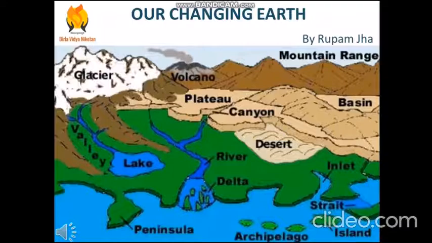The eroded material that is carried away and eventually gets deposited results in the formation of different landforms on the surface of the earth. So I will tell you about the work of a river, work of the sea, work of ice, and work of wind. To start with, let's see what are the different features that are formed by the work of a river.